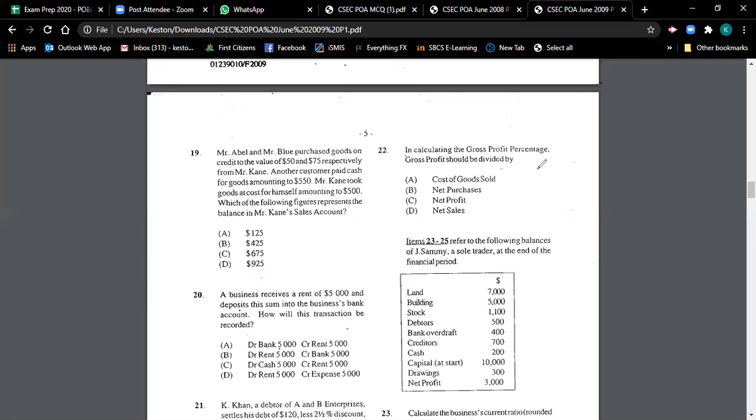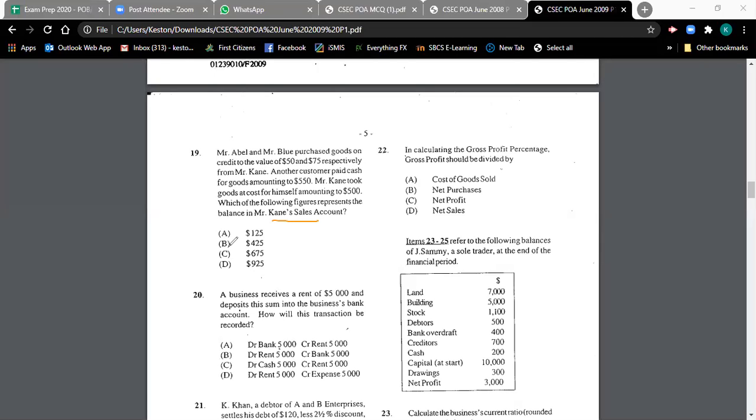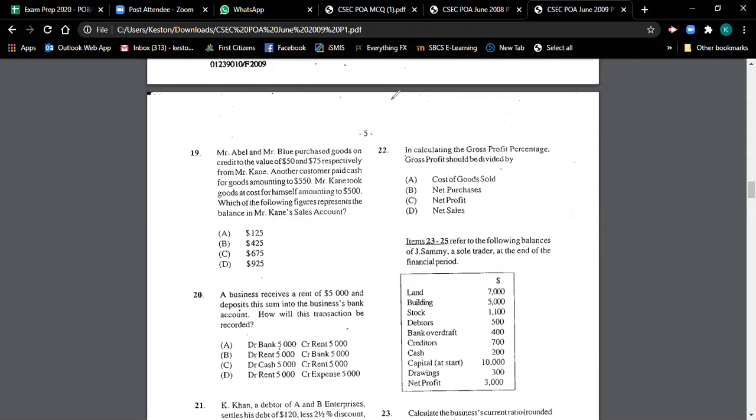19. Able and Blue. Sales account. How much going in the sales account? I remember this one. Able buys 75. This guy buys on credit. And then another man paid cash 550. And I want to know what we're going to put in Mr. Kane's sales account. 550 and 50 and 75. 675. Very good.